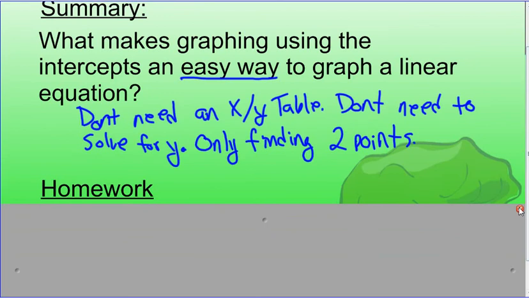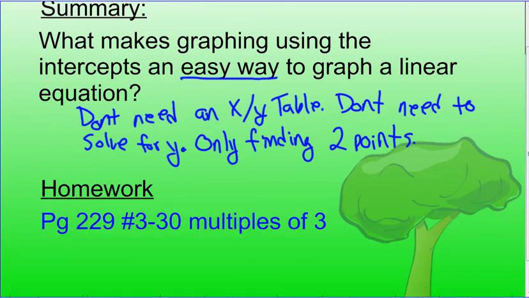And homework comes from page 229, numbers 3 through 30, multiples of 3. So again, multiples of 3 are like 3, 6, 9, 12, 15, 18, dot, dot, dot. You know, count by threes, or the times tables of 3.